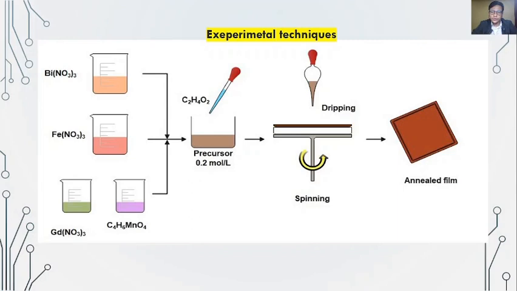The stock solution was filtered through a nanofiber filter paper and dripped into the spin coater, which was spun at around 3000 rpm for 40 seconds. It was done cautiously, increasing the spinning rate stepwise, to finally form amorphous thin films. These amorphous thin films were annealed at about 550 degrees centigrade for 2 hours in a muffle furnace, and finally the annealed thin film is ready for characterization.